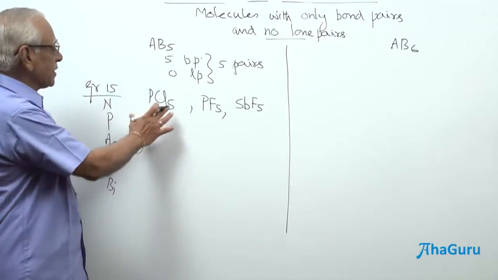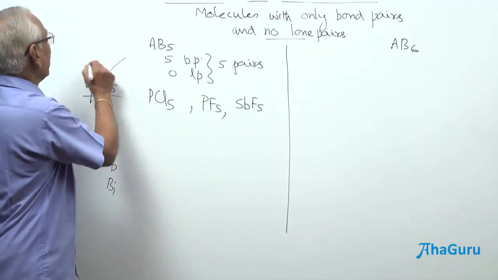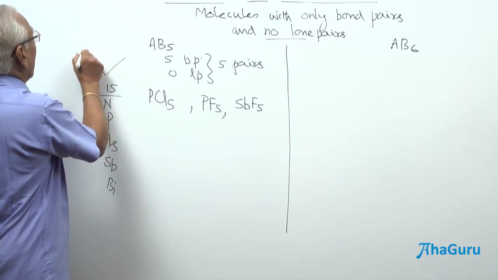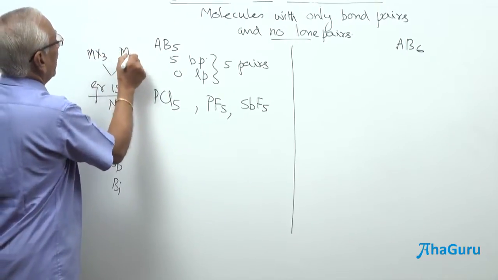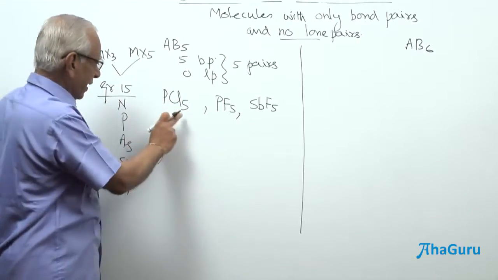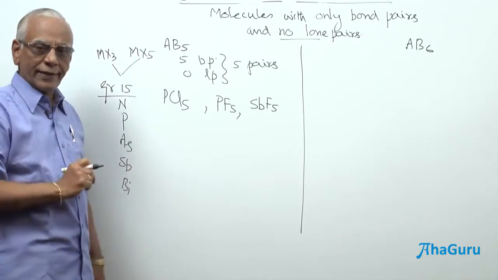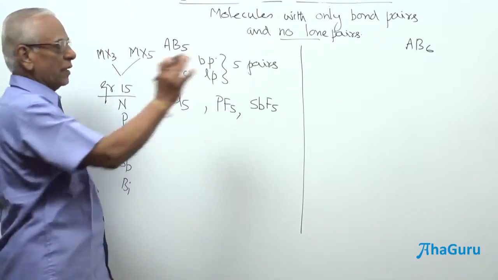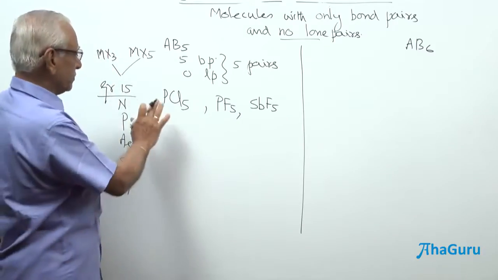These elements can form pentahalides, they can form MX3, MX5. We have taken MX5 now. X is the halogen. It could be a trihalide or a pentahalide. Now we have taken a pentahalide here. We shall see the geometry of the trihalide later.